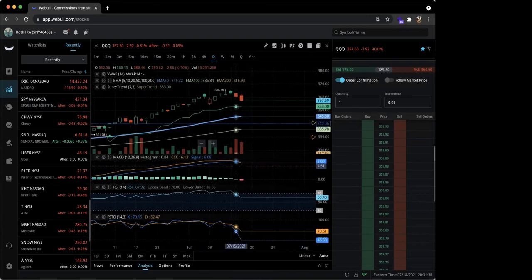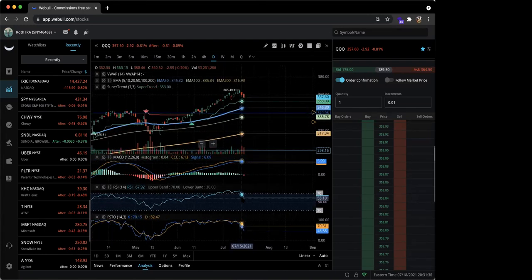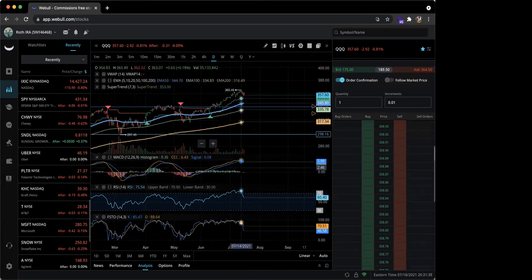But just generally speaking, this death cross right here is not a good look, right? So yeah, I won't be trading on Monday.